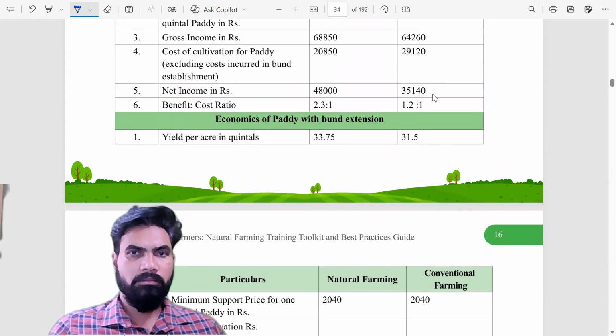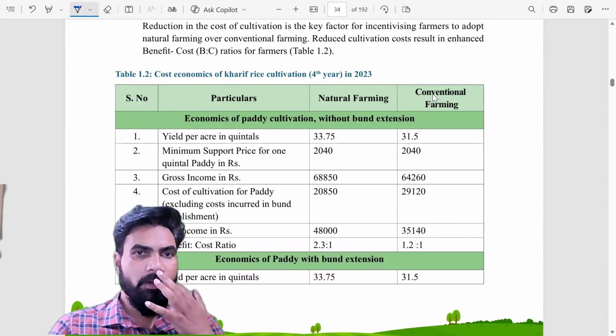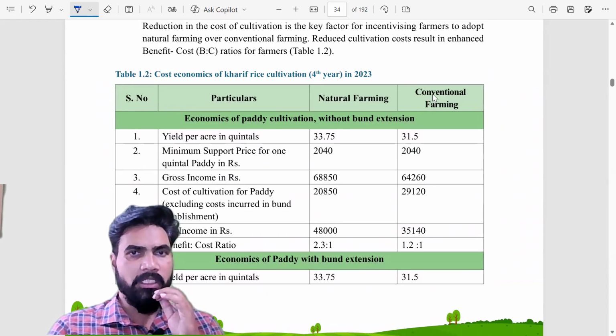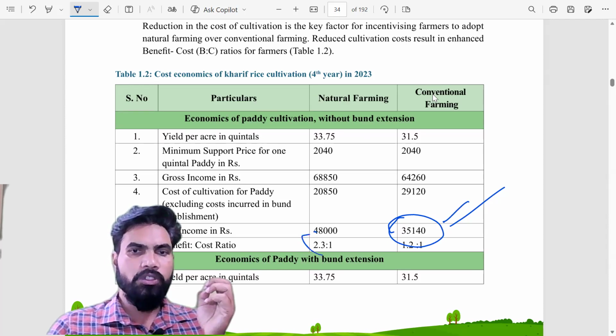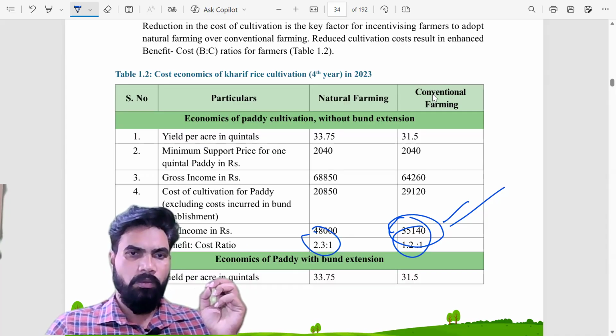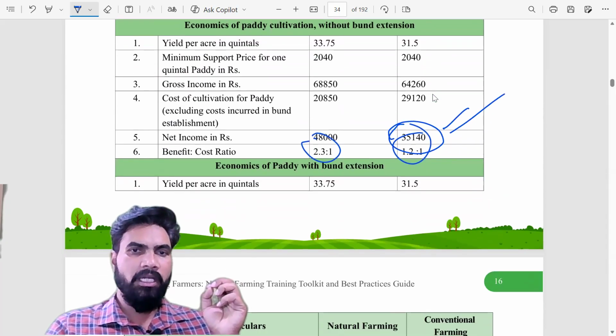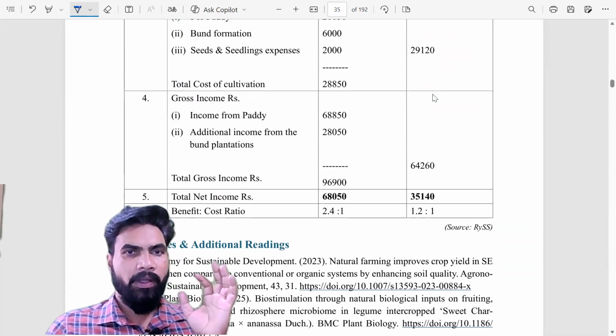Net income. Okay. If you see through the natural farming, 4,800 rupees per acre, if I'm not wrong. Whereas through the conventional farming, you will get only 35,140 rupees. So here, benefit to cost ratio is 2.3:1. Whereas in conventional farming, it is 1.2:1. Okay. Then for each and every individual crop also, the figures are given. You need not worry about that one. Okay.